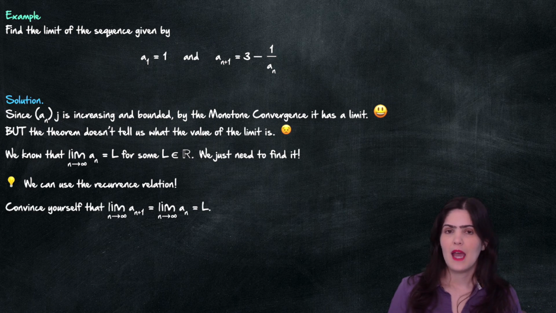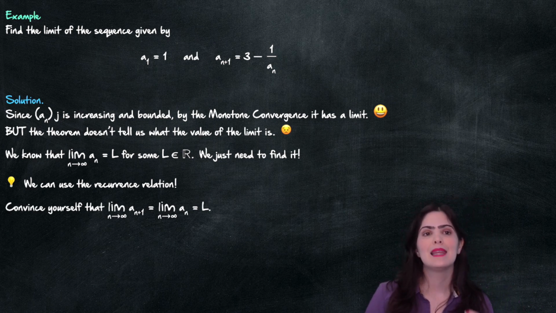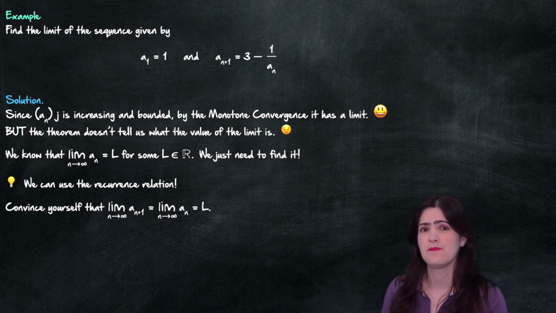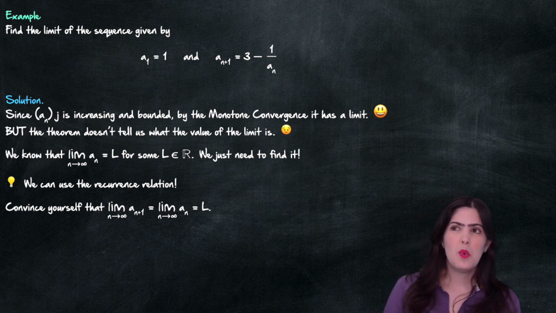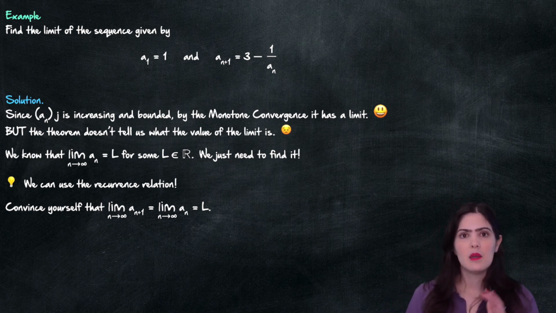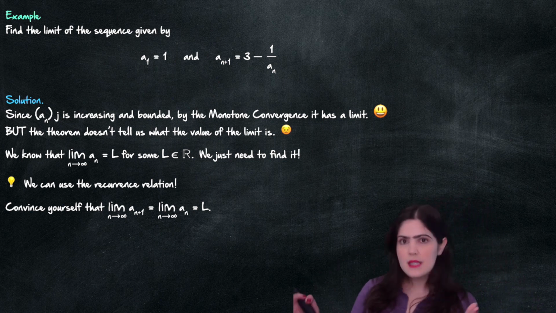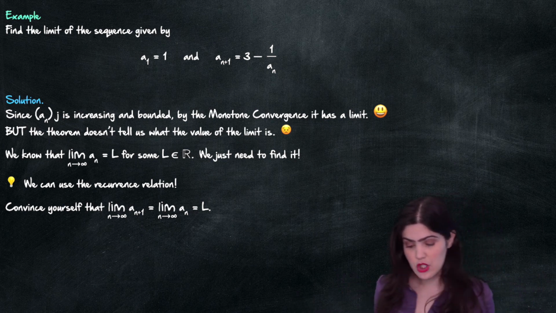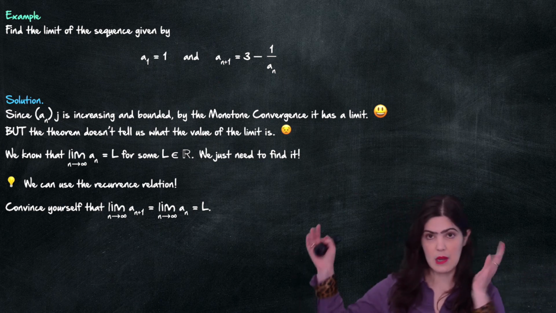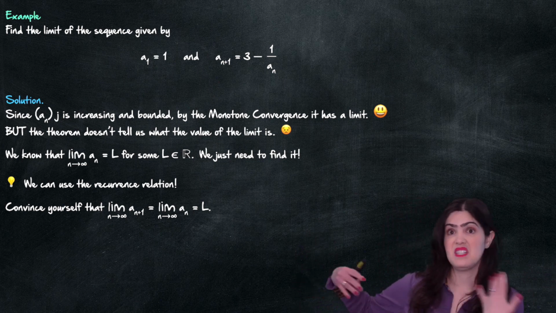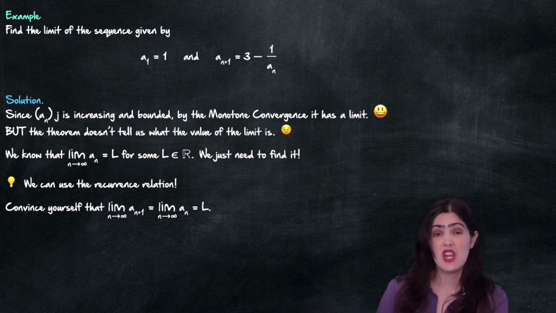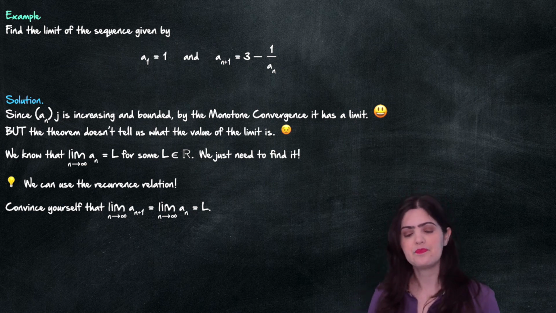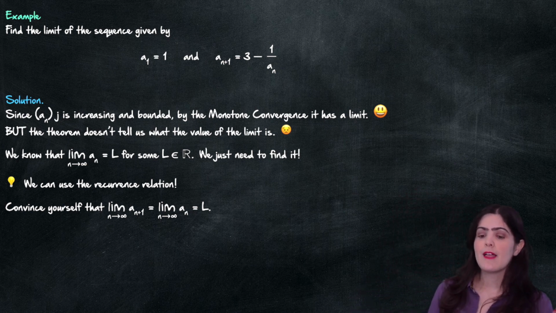And to do that, I want you to convince yourself that the limit as n approaches infinity of an plus 1 is the same as the limit of an. If you look at it, this makes sense. What is the sequence an plus 1? It's the same thing as the sequence of the an's, except that we removed the first term. We took the first term, we threw it away, and we ended up with a new sequence. But the behavior is pretty much the same. The only thing that changes is that the first term of my original sequence is no longer there. So try to convince yourself that this is true.